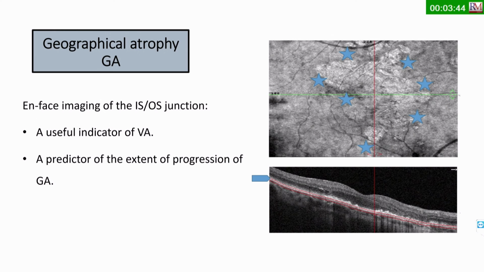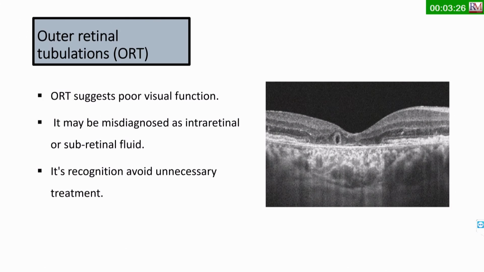It is reported that en-face FAST image at the level of inner segment, outer segment can be used as a useful indicator for visual acuity and also a predictor for the extent of progression of geographic atrophy. And it is also reported that en-face imaging in cases of geographic atrophy is comparable to both near infrared and also blue light fundus autofluorescence.